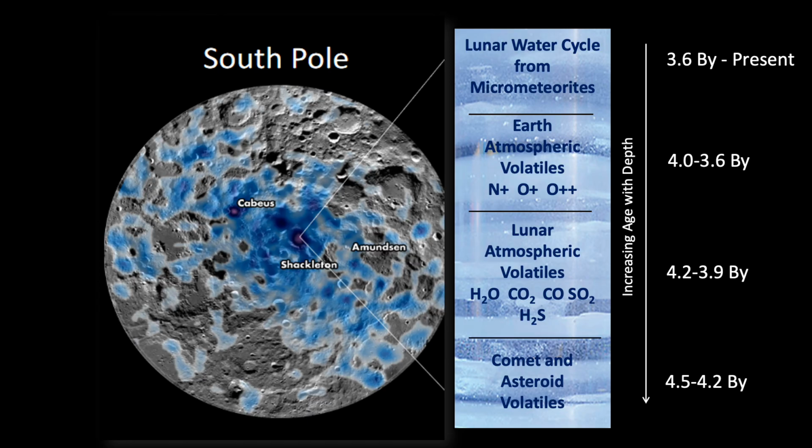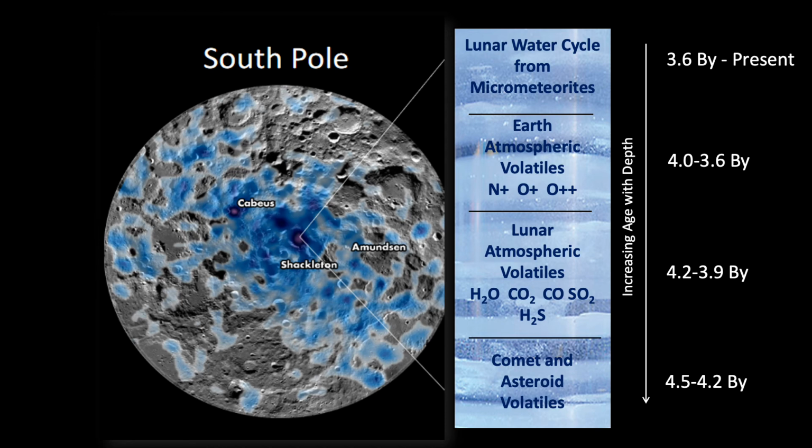So, in summary then, as we return to the moon and go to the South Pole and go into these permanently shadowed regions, we would expect a stratigraphy of volatiles to be uncovered. As we look at these cores that we would take on the moon, we would see predominant volatiles from comets and asteroids, also from the lunar atmosphere.